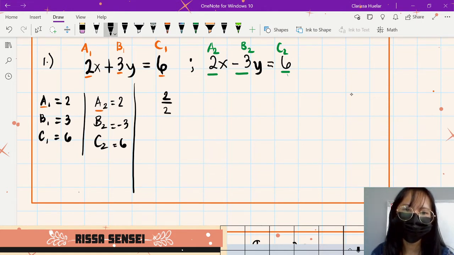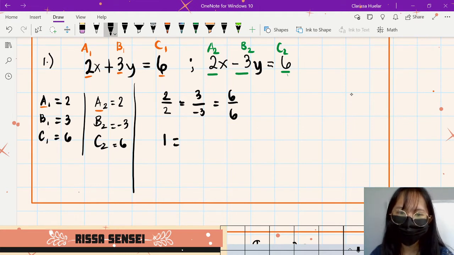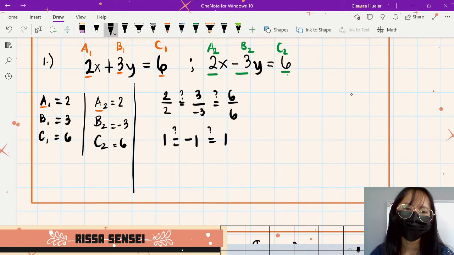So, we have 2 over 2 because a sub 1 over a sub 2. B sub 1 over b sub 2 is 3 over negative 3. Tapos c sub 1 and c sub 2, we have 6 over 6. Then, let's simplify. 2 over 2 is 1. 3 over negative 3, we still don't know if they're equal, kaya question mark. 3 over negative 3 is negative 1. 6 over 6 is 1. So, 1 and negative 1, they are not equal.